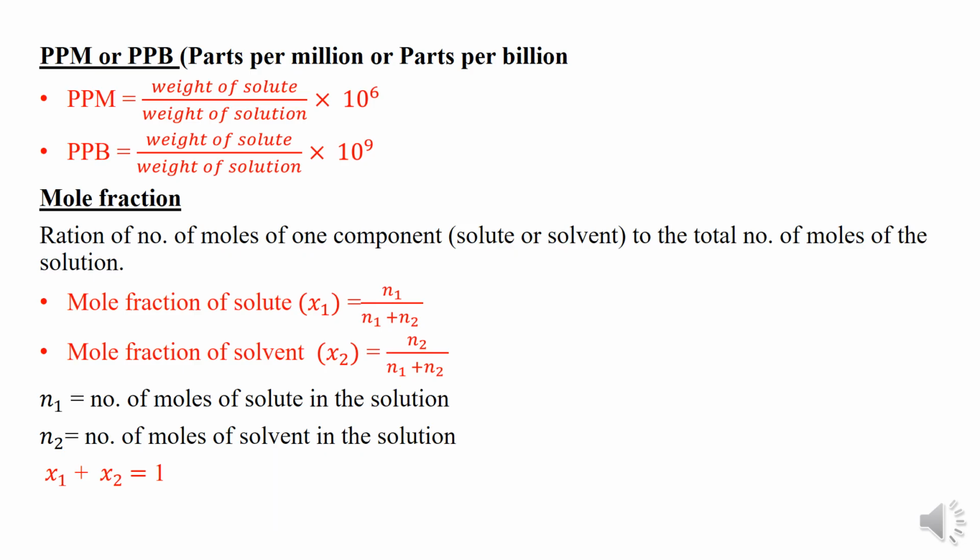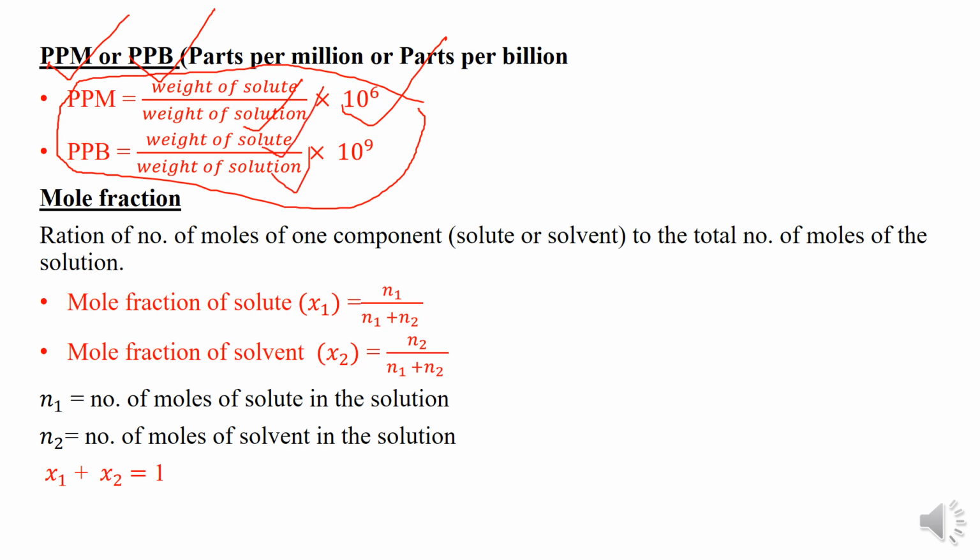Next one, ppm or ppb. ppm means parts per million and ppb means parts per billion. Here are different formulas for the calculation of ppm or ppb: weight of solute by weight of solution into 10 to the power 6 for ppm, and weight of solute by weight of solution into 10 to the power 9 for ppb. We have to remember this formula.